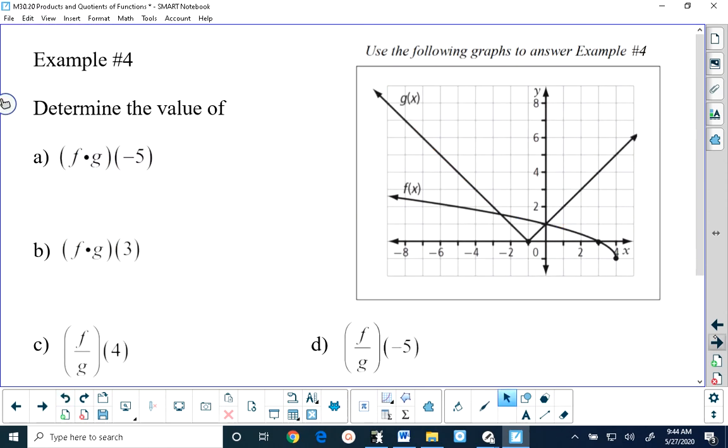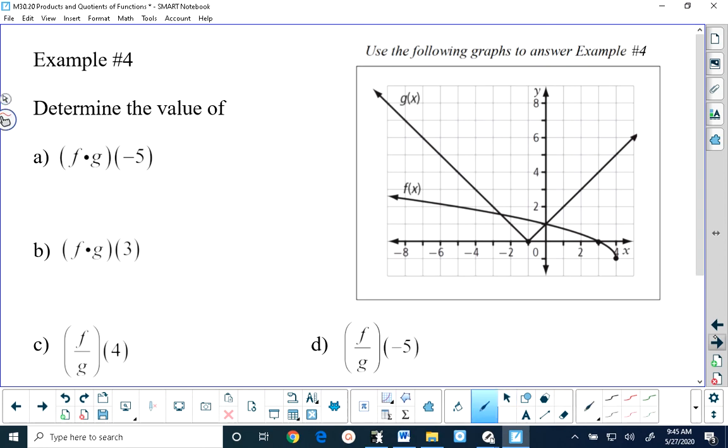So example 4. I realize there's no example 4 in your handout, I just added it this morning. On Wednesday, when we talked about sums or differences of functions, I made a big deal that you're adding or subtracting the y coordinates. The same thing is true with products and quotients.